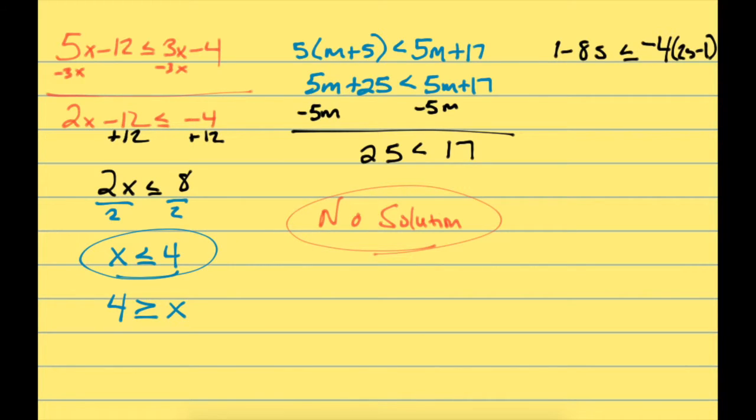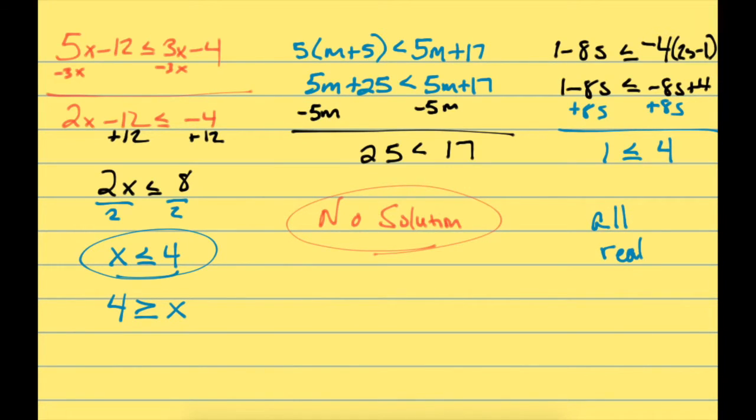The last one, we'd start with the distributive property. And then we would add 8s to both sides because we have -8s. Which gives us 1 is less than or equal to 4. Is that true? Yes, so our solution is all real numbers because any value that we could put in for x would make our inequality true.